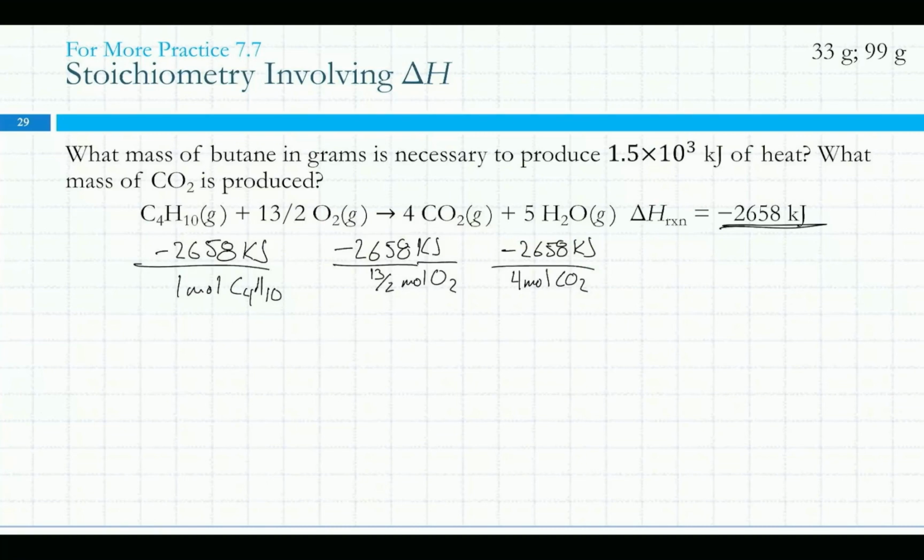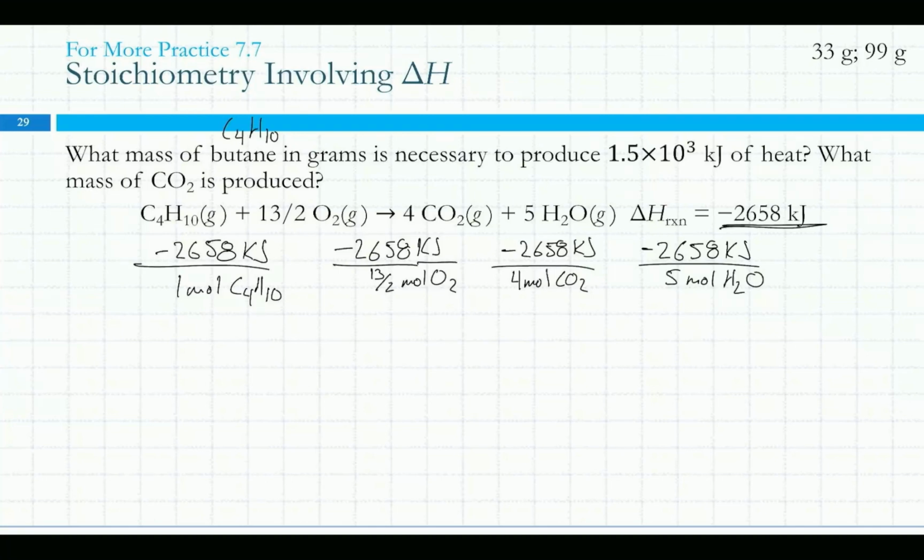And so if I wanted to know for water, 2,658 kilojoules, 5 moles of water. So those are all possible options. Now, which one do we care about here? The C4H10 first and the CO2 eventually. It's asking us about 2 here, right? What mass of butane? Here, write that above it too, C4H10. So we'll do that one first.